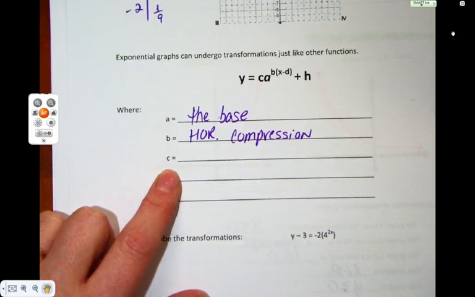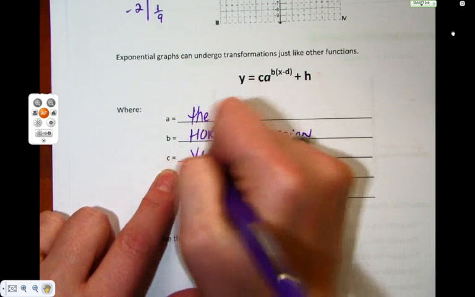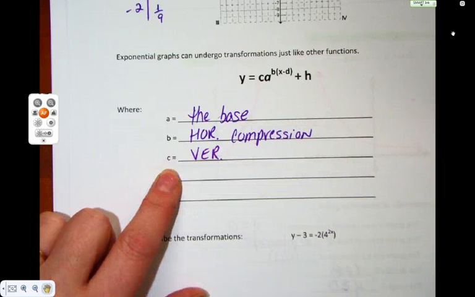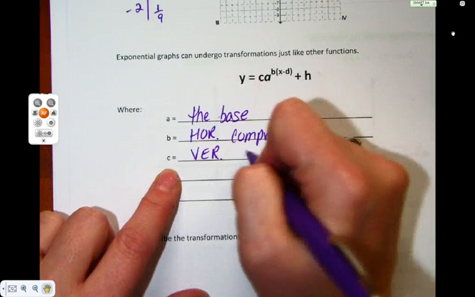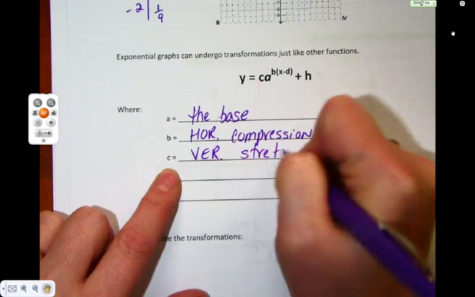C, is it in the exponent or down in the main equation? So that means it's vertical. Is it a multiplication or an addition or subtraction? So that means it's a stretch or compression. Is it a whole number or a fraction? Whole number, so that means it's a stretch. We're assuming it's a whole number.